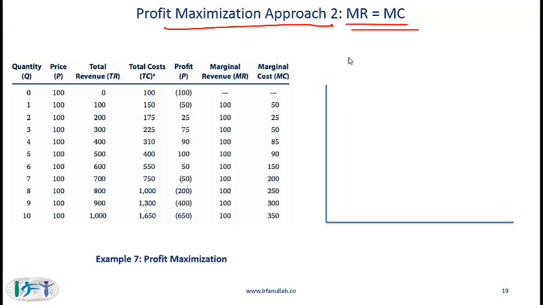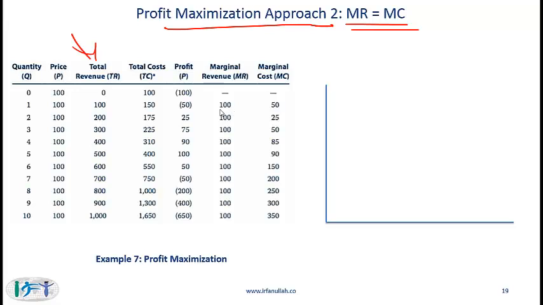To understand this, let's look at the numbers given here. Again, we produce widgets and we sell widgets. The price of each widget is 100. So this looks like a perfectly competitive market. So pure competition over here. When we produce one, the price is 100, total revenue is 100. Let's say that the cost of producing the first unit is 150. So the total cost is 150. The profit here is 50.